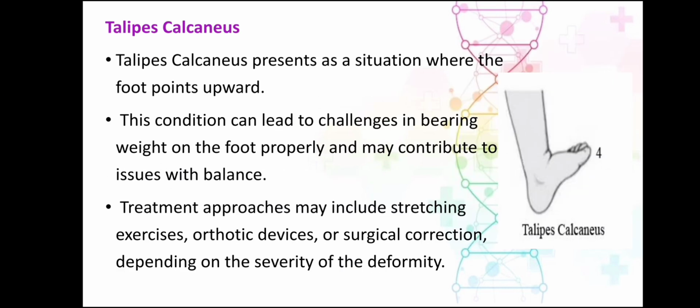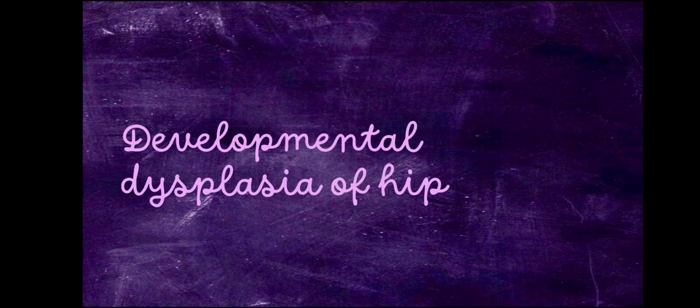Then is Talipes calcaneus. Talipes calcaneus presents as a situation where the foot points upward. This condition can lead to challenges in bearing weight on the foot properly and may contribute to issues with balance. Treatment approaches may include stretching exercises, orthotic devices, or surgical correction depending on the severity of the deformity.